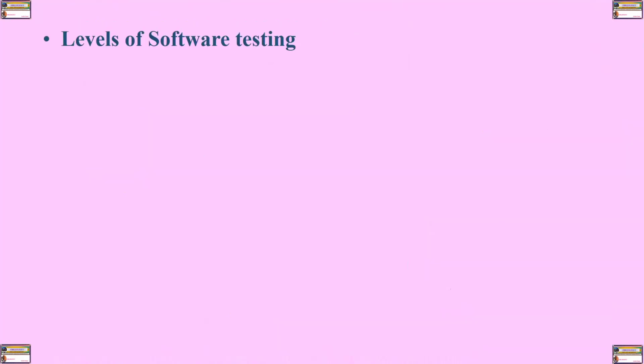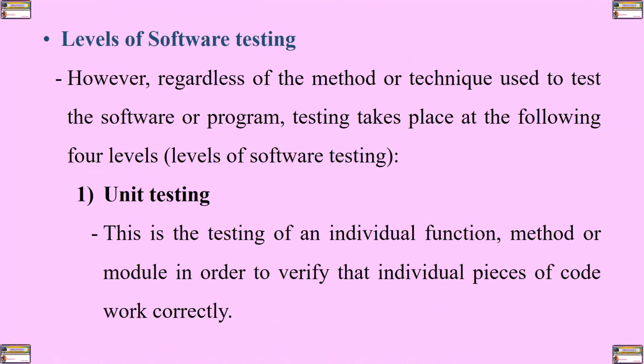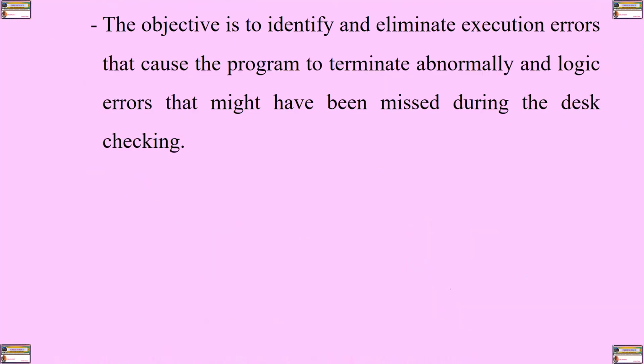So what are the levels of software testing? Regardless of the method and technique used to test the software or program, testing takes place in the following 4 levels, or what we call levels of software testing. Number 1 is unit testing. This is the testing of an individual function, method, or a module in order to verify that the individual pieces of code are working correctly.